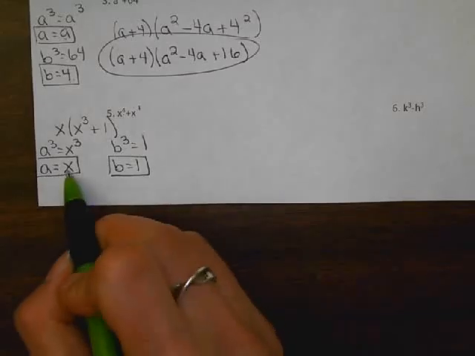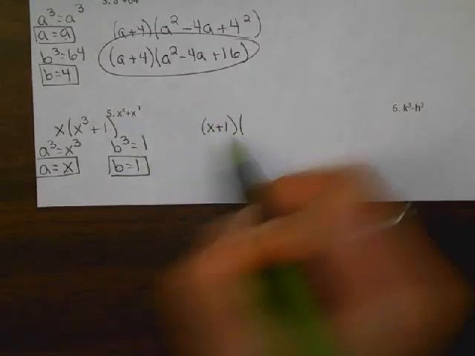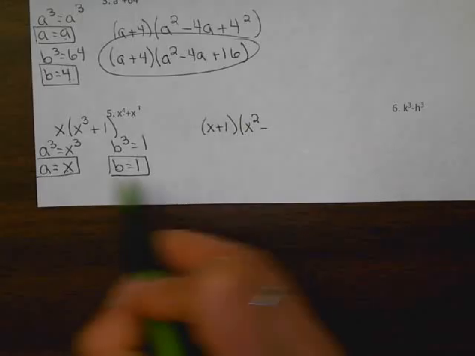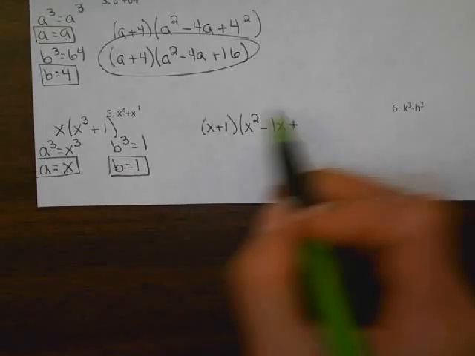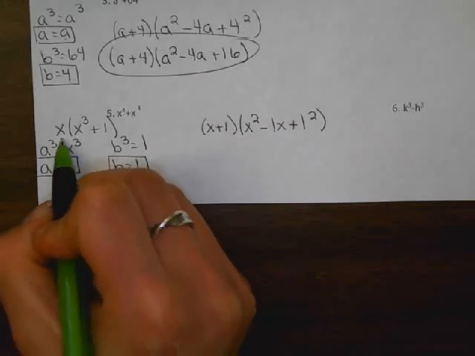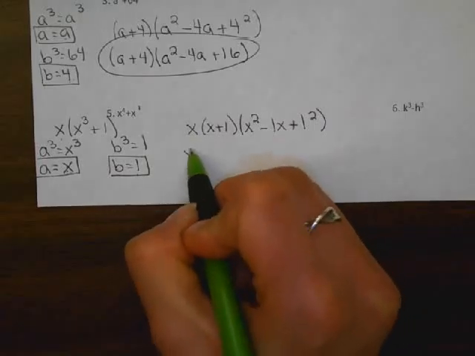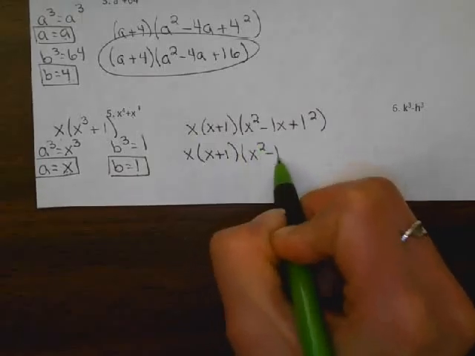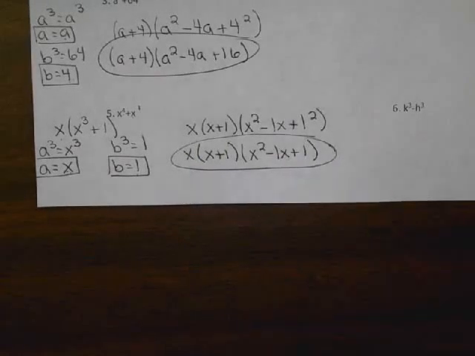It says a plus b, so that's going to be x plus 1, times a squared, which is going to be x squared, minus a times b, so a times b is 1x, plus b squared, which is going to be 1 squared. And then don't forget, we still have this x that's hanging around, so we need to carry it around. Alright, now to simplify, I have x times x plus 1 times x squared minus 1x plus 1. And that's going to be my final answer.